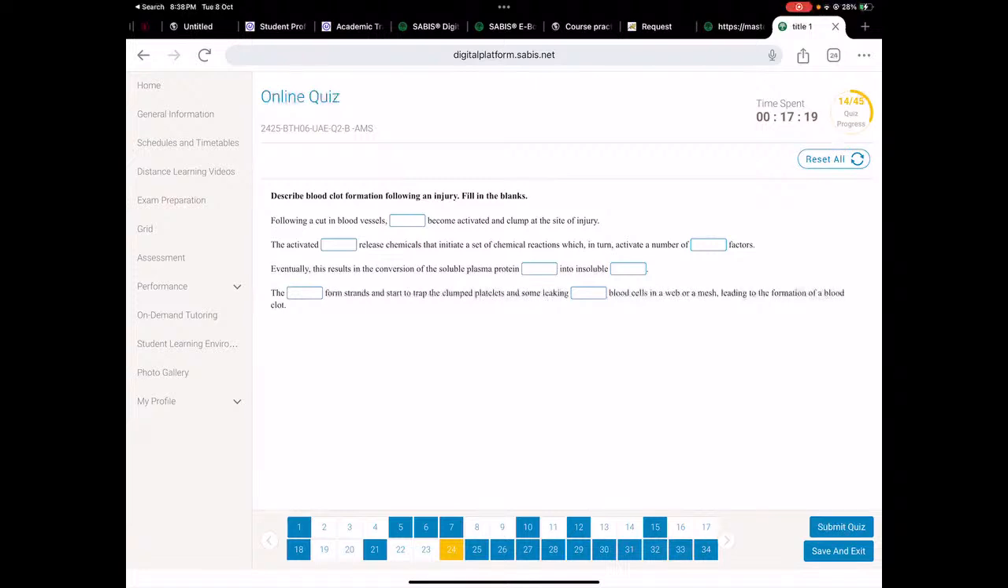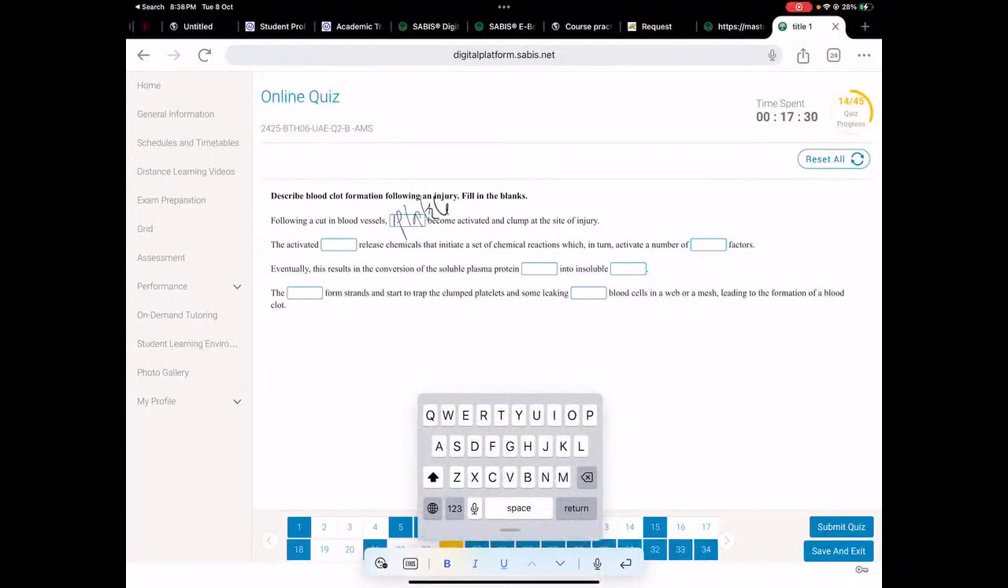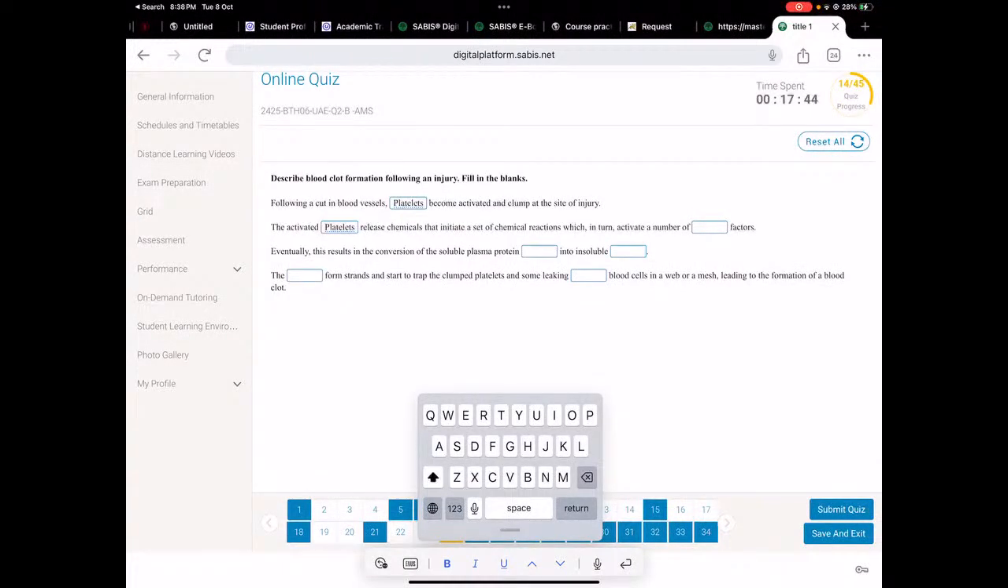Okay, this is basically how a blood clot forms. Do you guys want me to do it? Okay, remember we said following a clot, what becomes activated? Platelets become activated. The activated platelets, what do they do? They release chemicals which activate a number of protein factors. What's going to be the second option? Activates a number of what? Clotting factors. My bad. Okay, so we said soluble is what? Fibrinogen. Okay, I spelled it completely wrong.